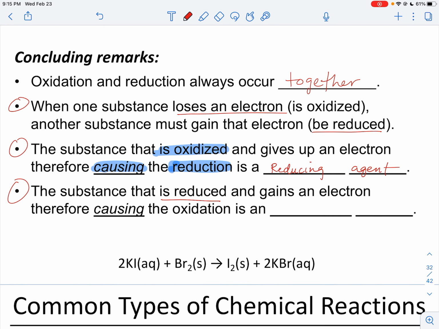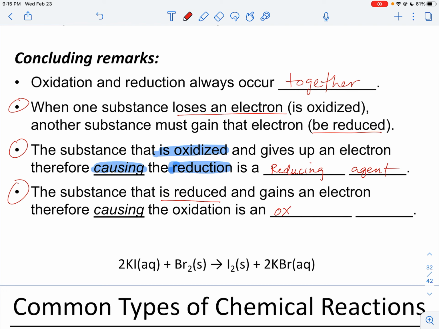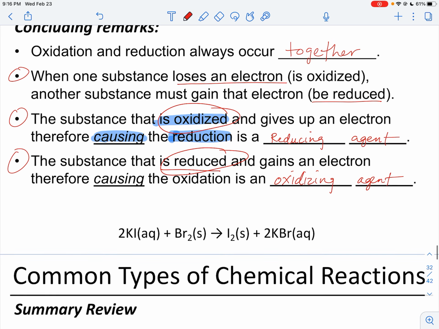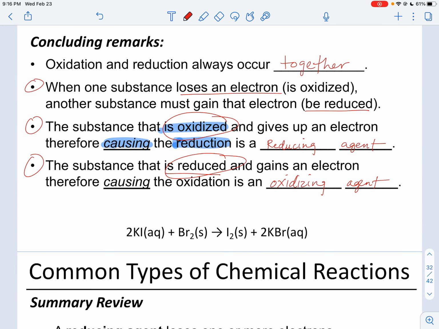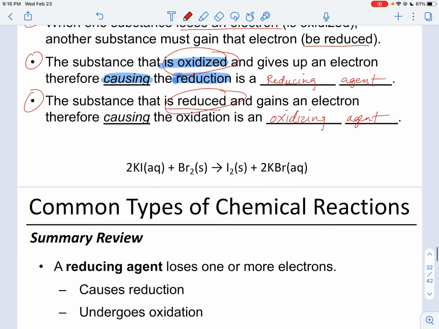The substance that is reduced gains an electron, causes oxidation, so we call it the oxidizing agent. So just think of them as being flipped. Whatever is reduced is the oxidizing agent. Whatever is oxidized is the reducing agent. Again, I know, it's kind of crazy.